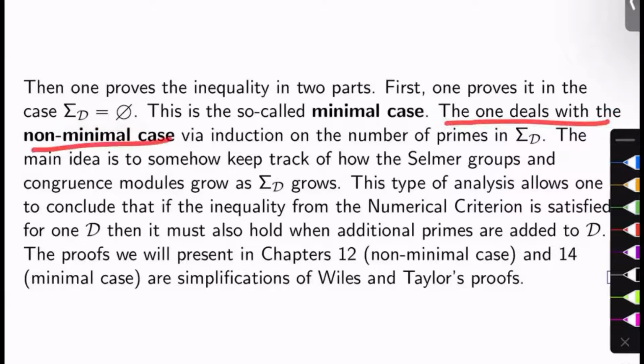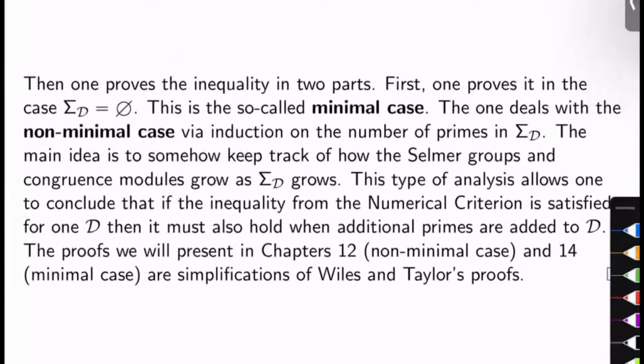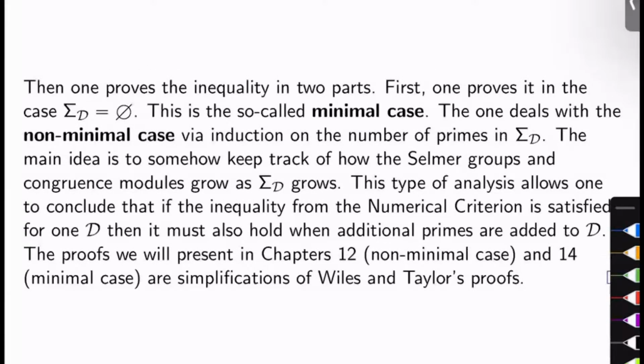Then you deal with the non-minimal case via induction on the number of primes in sigma sub D. So you have to somehow keep track of how the Selmer groups on the left-hand side of that inequality are growing, and how the congruence modules on the right side are growing. Both of these things, delicately: how are they growing at the same time as sigma D grows? You need to figure that out. And so inductively, you're trying to conclude that if the inequality from the numerical criterion is satisfied for one type D deformation, it must also hold when additional primes are added to D, or sigma sub D, if you like.